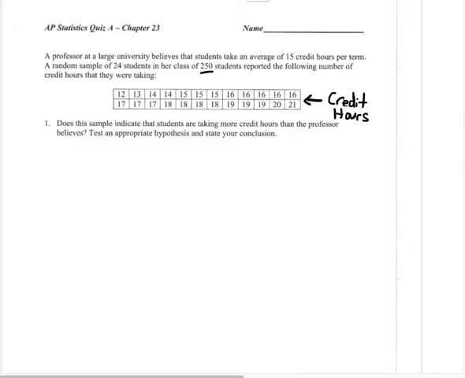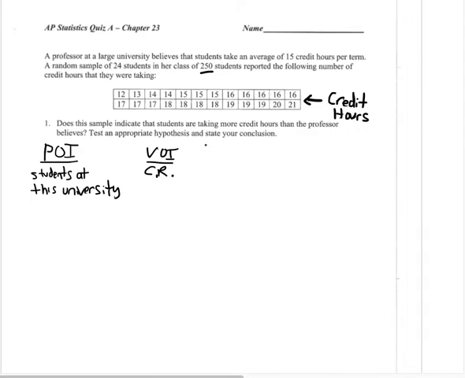Taken by those students. So the question is, does this sample indicate that students are taking more credit hours than the professor believes? Let's start out by thinking about what our population of interest is. Same procedure we've gone through the whole time. Our population of interest is students, but not just students. We've got to specify where. This is students at this university, so we shouldn't extend our results past this university. Our variable of interest is, of course, credit hours. I'm just going to say CR.